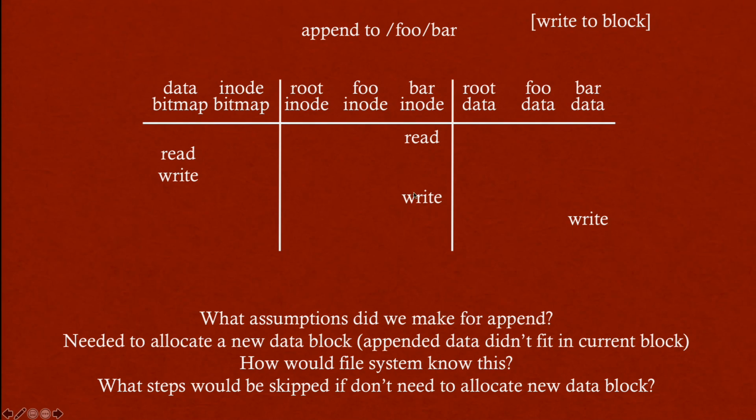And then we do still need to write to bar's inode to modify the size of bar's inode, even though we won't be adding any new pointers in this case. So any questions about that?